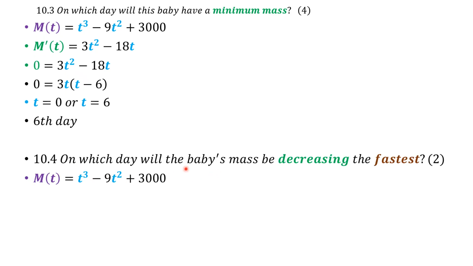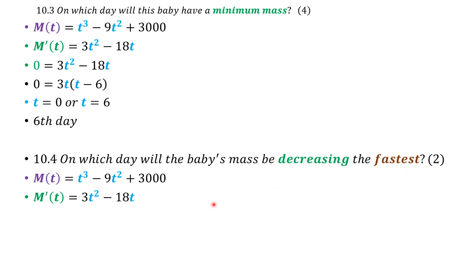On which day will the baby's mass be decreasing the fastest? For decreasing, I'm going to find the first derivative. Then for the fastest, I'm going to find the second derivative and make it equal to 0. So 3 times 1 gives me 3, 3 minus 1 is 2. 2 times negative 9 is negative 18, 2 minus 1 gives me 1. So I have 3t squared minus 18t.